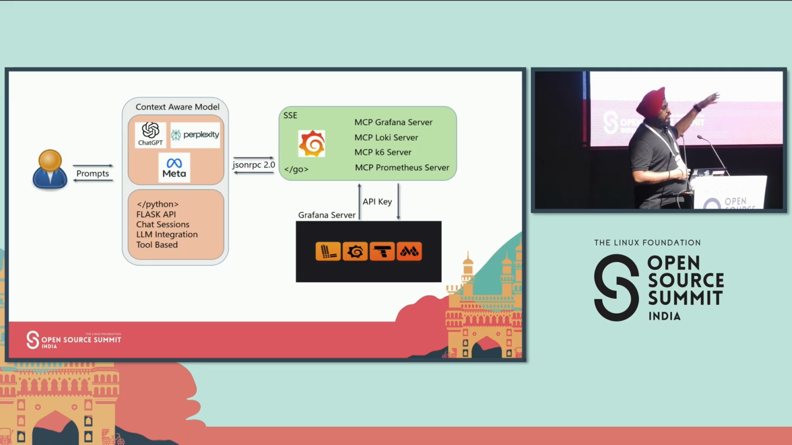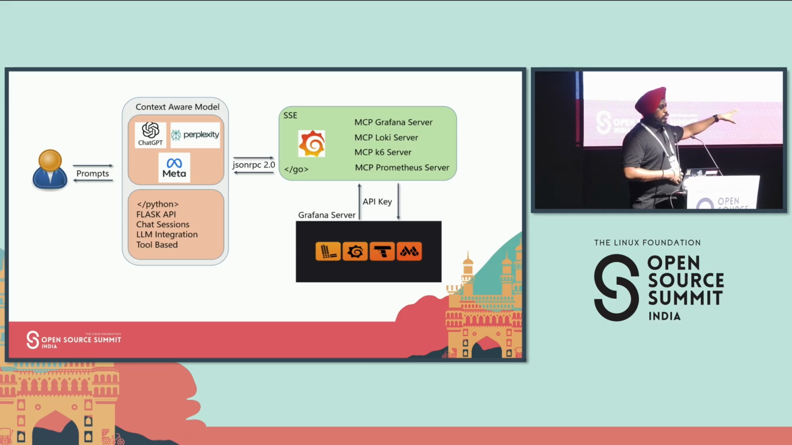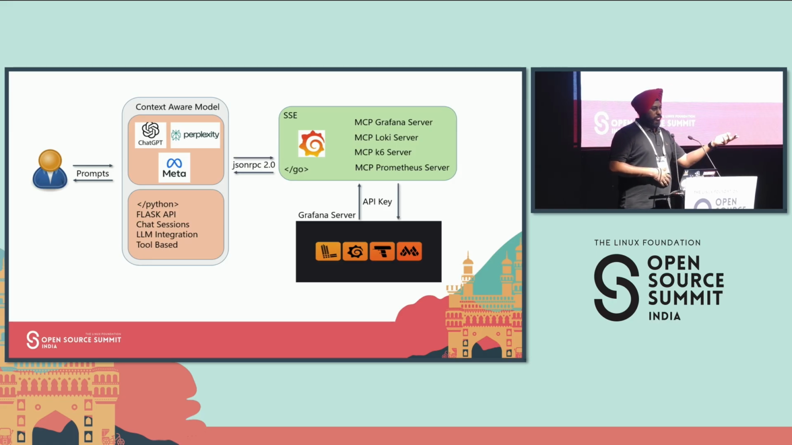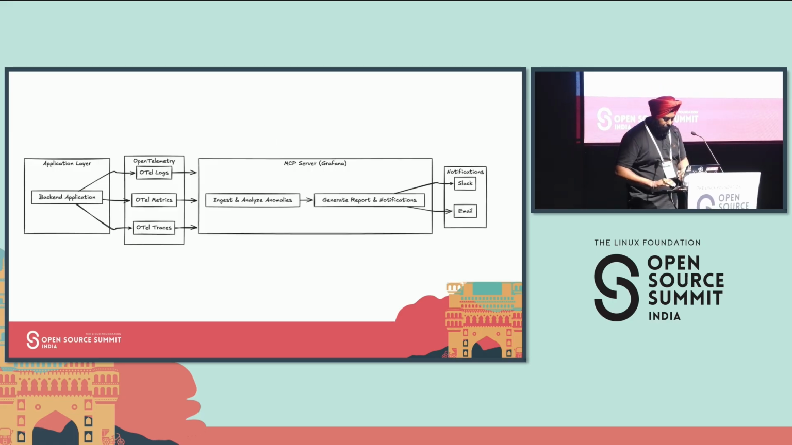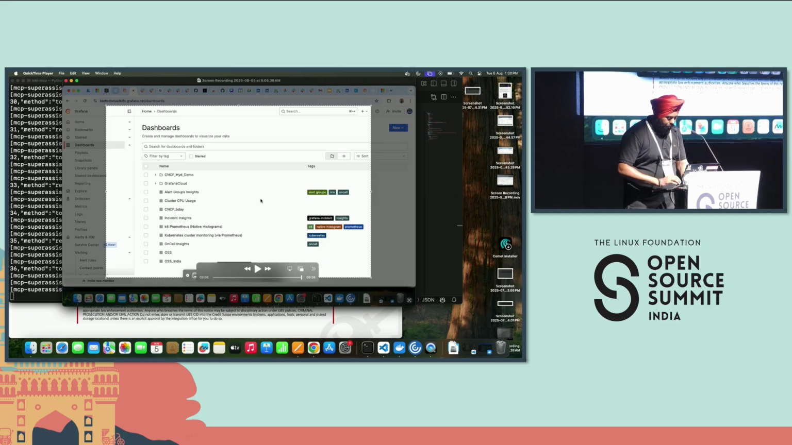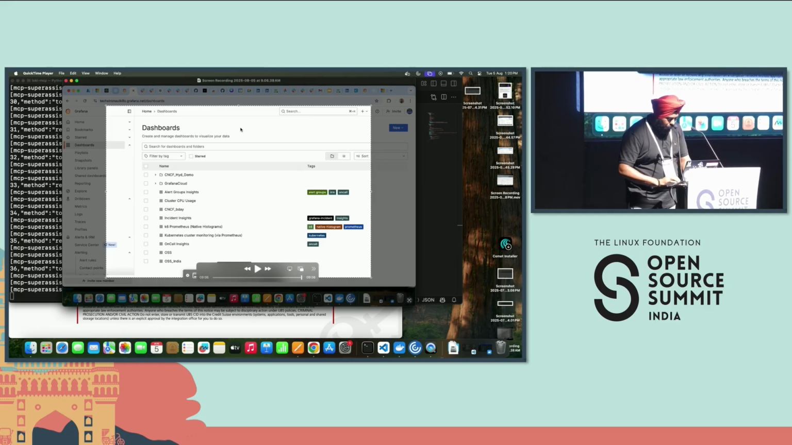Once we have the server in context, we need the Grafana server API key to connect to the Grafana server. It can be a viewer role, editor role, or admin role, based on whatever access you want the user to have. Okay. So before this, I would like to go for the demo.